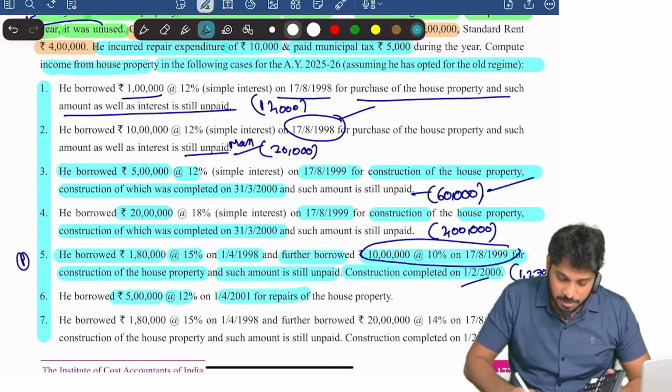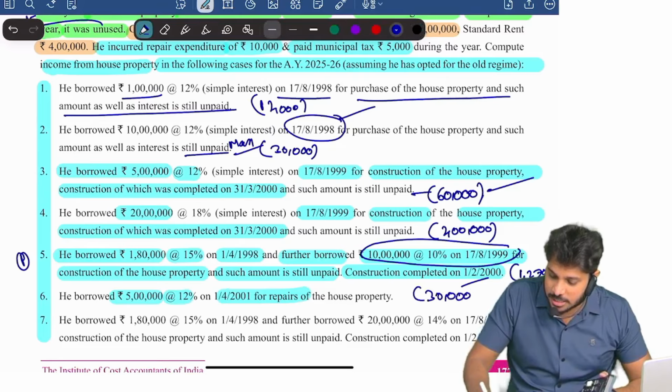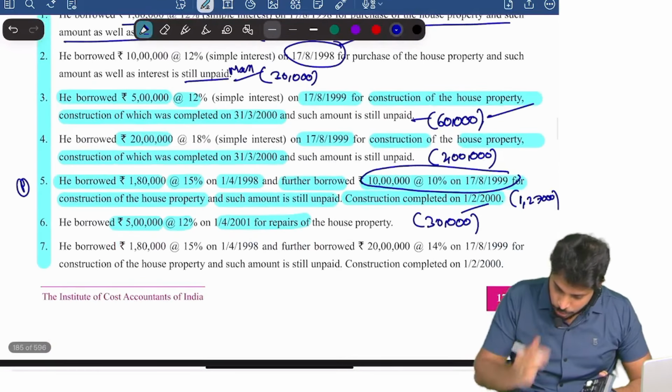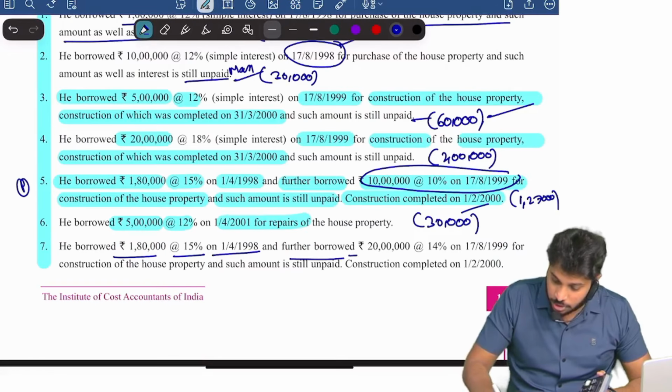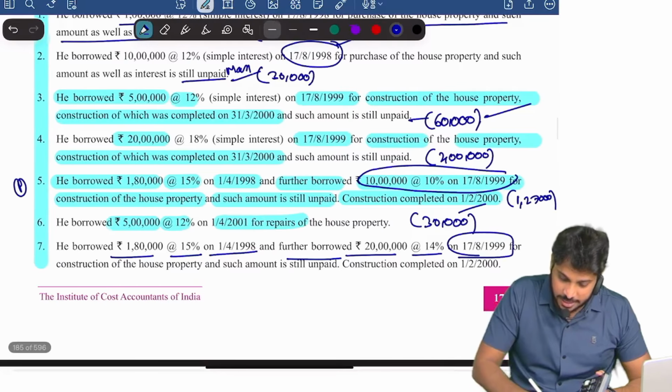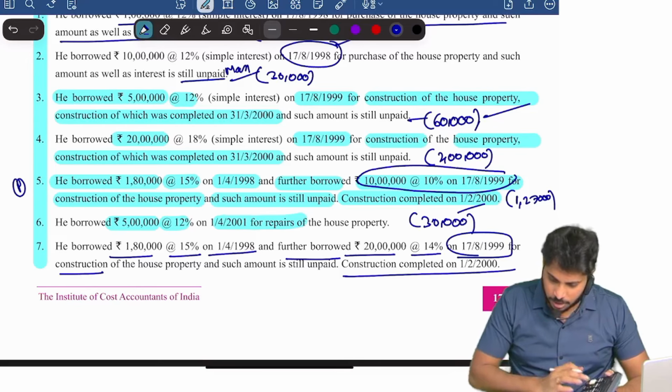Repairs means maximum limit is what? 30,000. 12 5s are 60,000 you will get, but the maximum answer is 30,000. Then he borrowed 1 lakh 80 at 15% in 1998. He further borrowed 20 lakh at 14% on 17th August 1999 for construction, and construction is completed within 5 years. No problem at all. Yes or no?